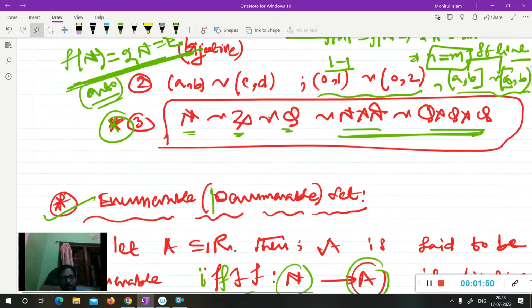Now intervals of the same type, and also intervals of different types, are equivalent. The sets N, Z, Q are equivalent; N and Z are equivalent sets. We will discuss this in the next part.